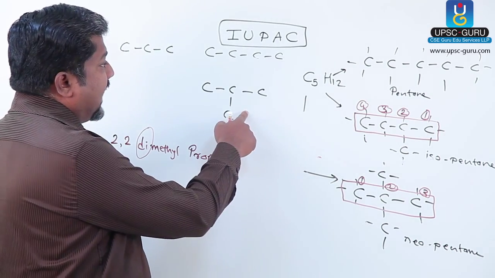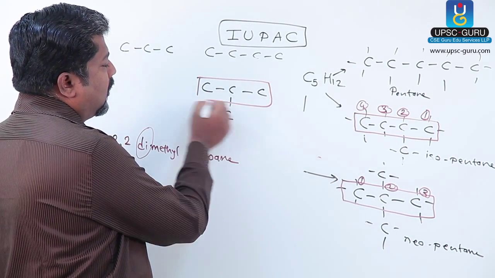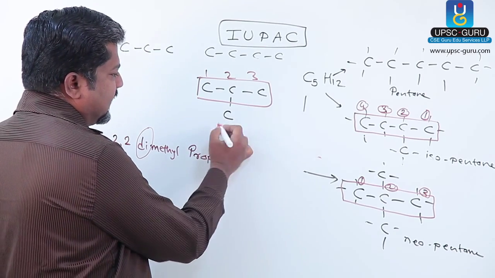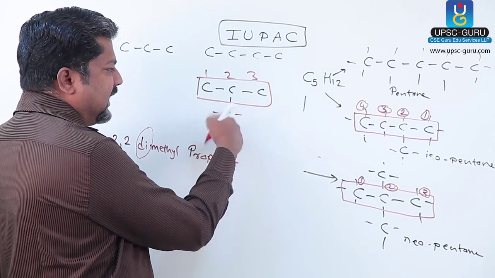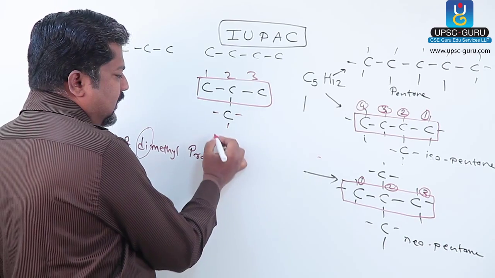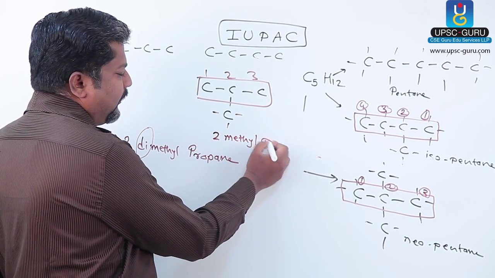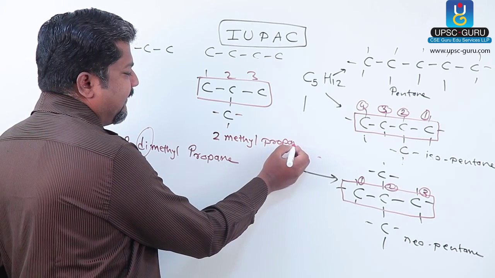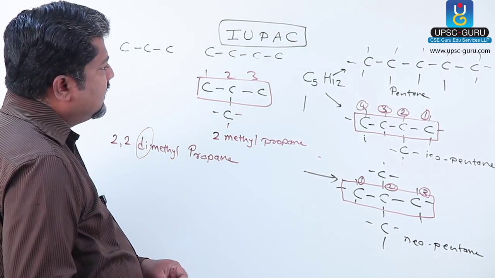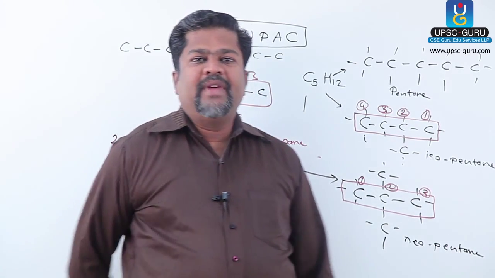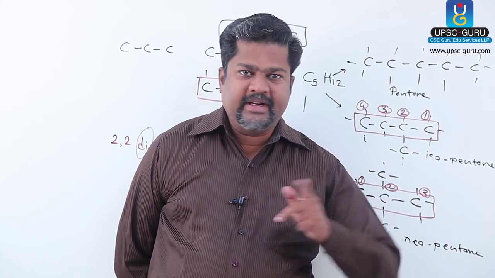Now here this is isobutane, but according to our nomenclature it is 1, 2, 3 propane. So I should name this as propane, whereas this group is methyl group on second position, so it should be 2-methyl propane. So this is the basic idea of IUPAC nomenclature. We are not going in detail.